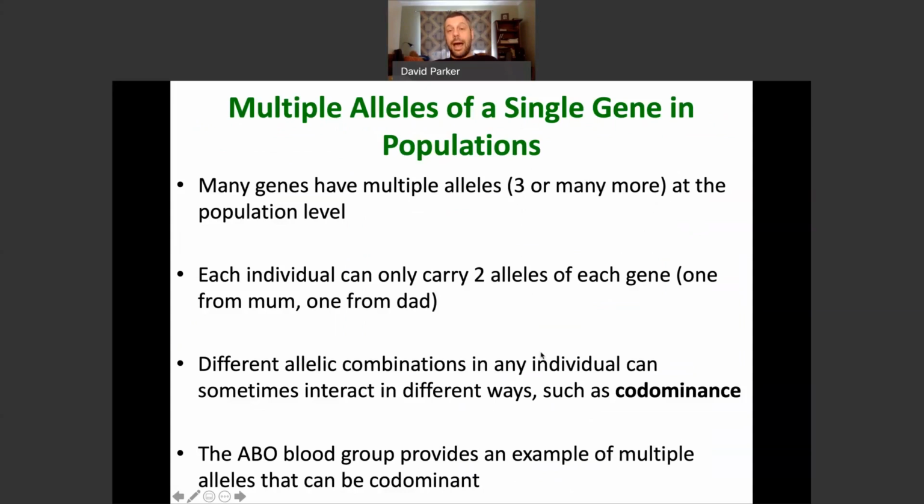Finally, we're going to talk about codominance, which is how blood typing works. And for this, you need to know a little bit of what I was talking about at the start of the last lecture, which is that it's true that many genes have many, in other words 3 or more, alleles at the population level. So what does that mean? What that means is any individual, like me or you, can have 2 copies of each gene.